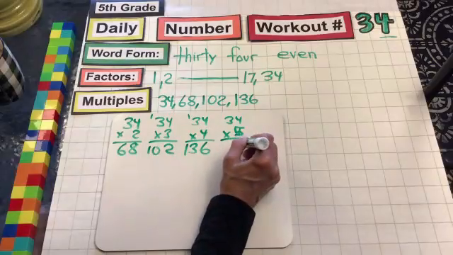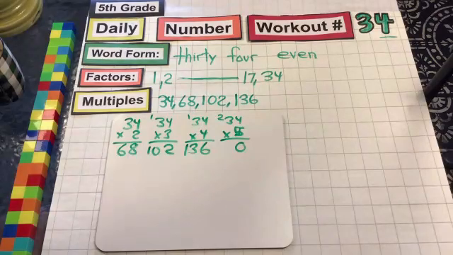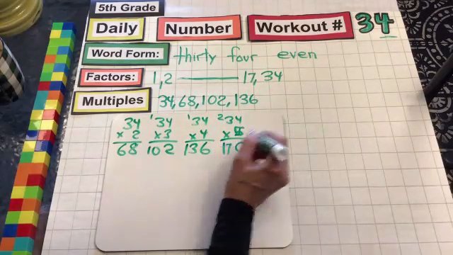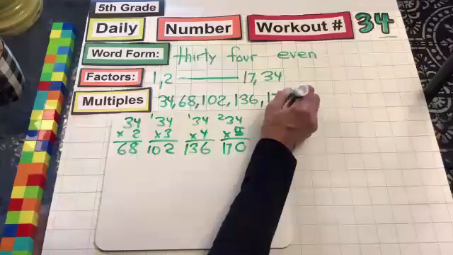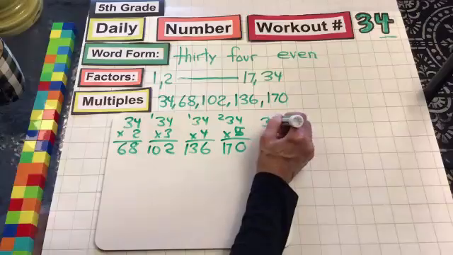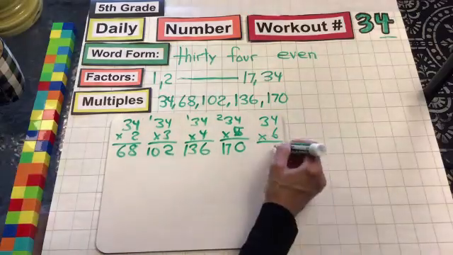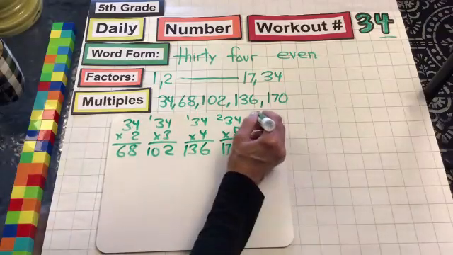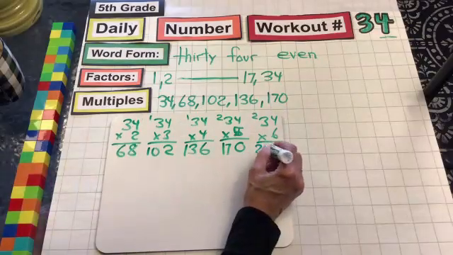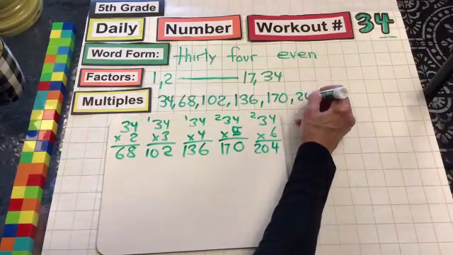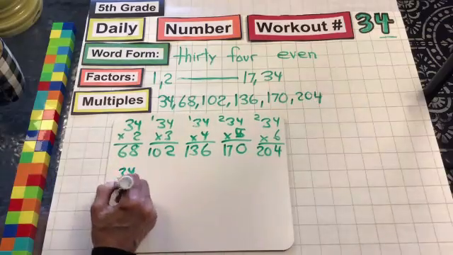5 times 4 is 20. Drop the 0, carry the 2. 5 times 3 is 15, plus 2 is 17. So 5 34s is 170. Let's do 6 34s. 6 times 4 is 24. Drop the 4, carry the 2. 6 times 3 is 18, plus 2 is 20. So 204. All right, let's do 34 times 7.